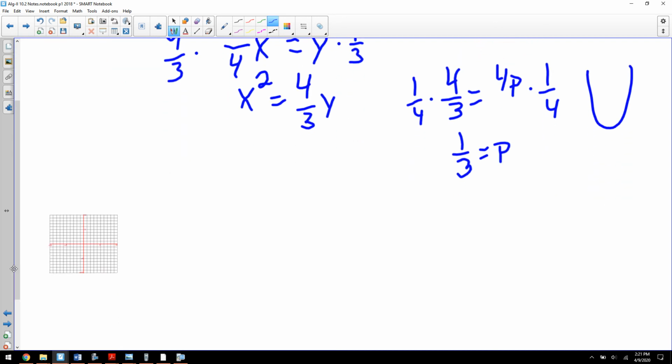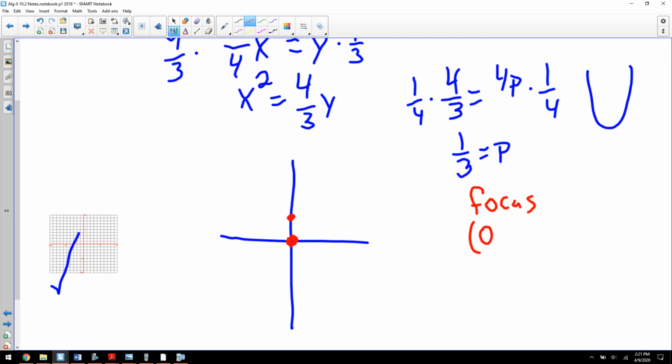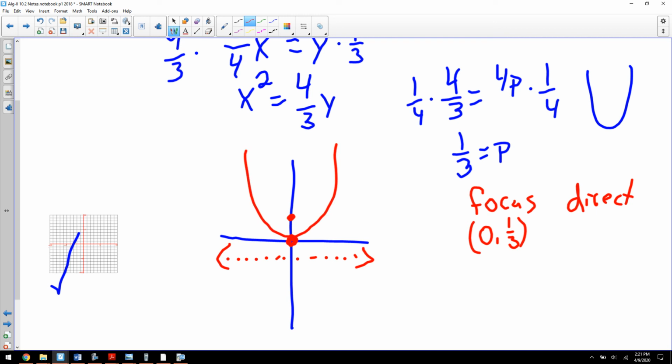So once again, don't worry about graph paper. Rough sketch. We know all of our vertices will be at the origin today. 1/3, we'll call it about here. So our focus is at 0, 1/3. Our directrix will be 1/3 below it. Sorry, must have bumped something. There's my arrow, and it just opens up. So the directrix is at y equals negative 1/3.